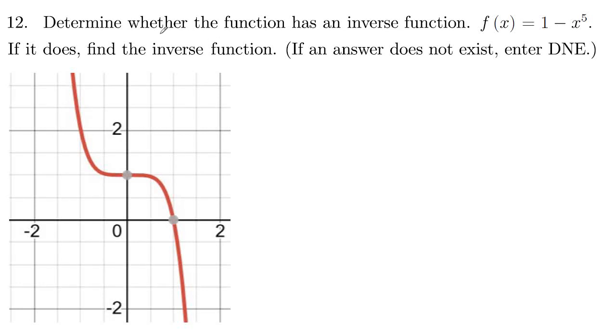So next up here, we're determining whether the function has an inverse function. Our function is f of x is 1 minus x to the fifth. If it does, find the inverse. If it doesn't, just enter does not exist.